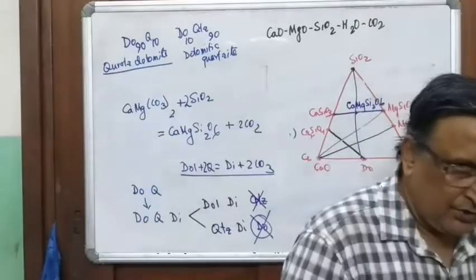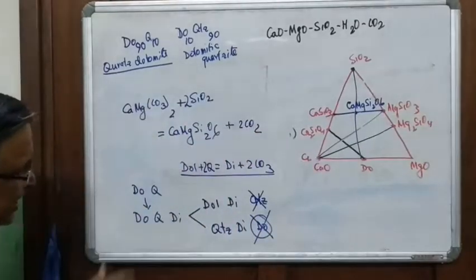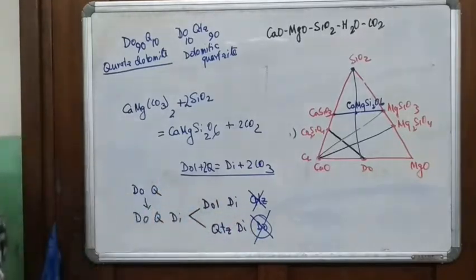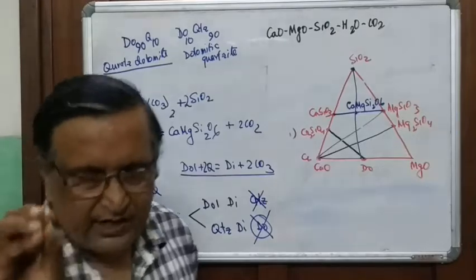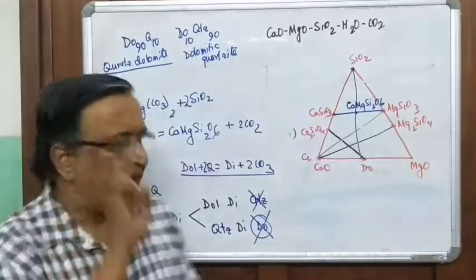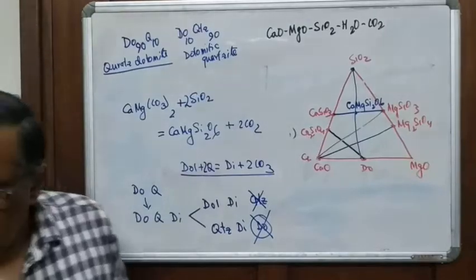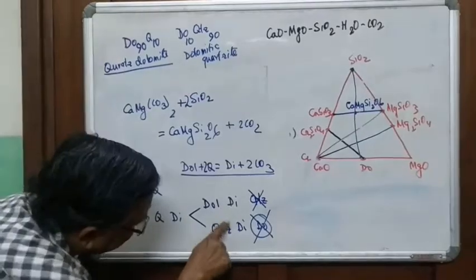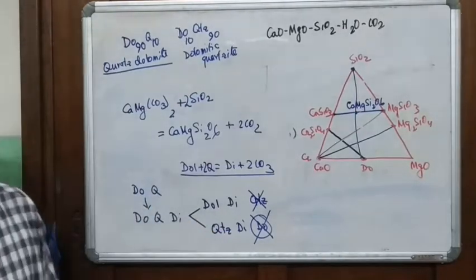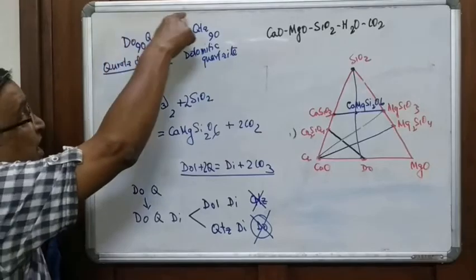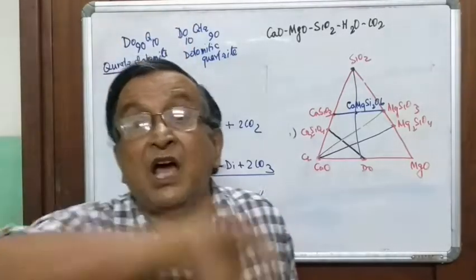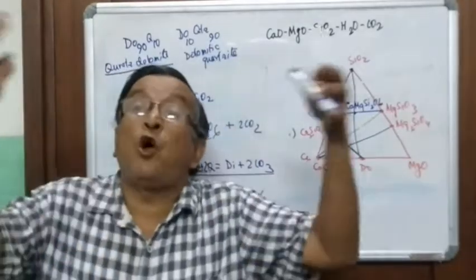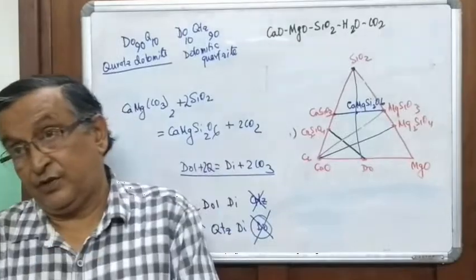Now you see this. So what is happening here? The final assemblage that you are getting, you're getting through a single reaction. This one. The reaction stoichiometry does not change. But the difference in mineralogy is because the initial mineralogical composition of the rock was different. That means the bulk composition of the rock was different.